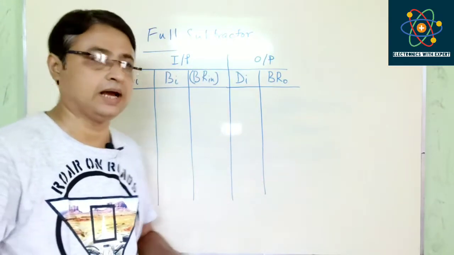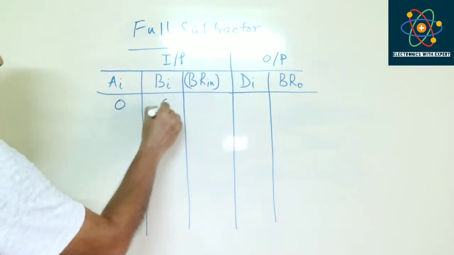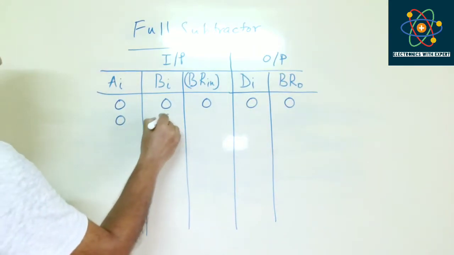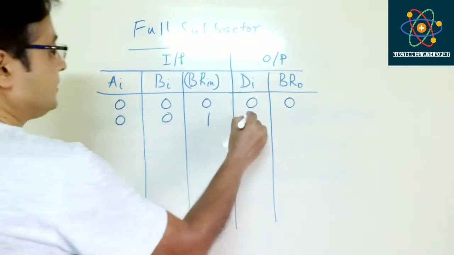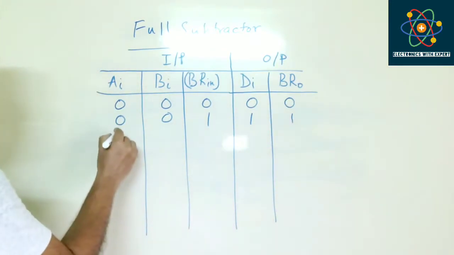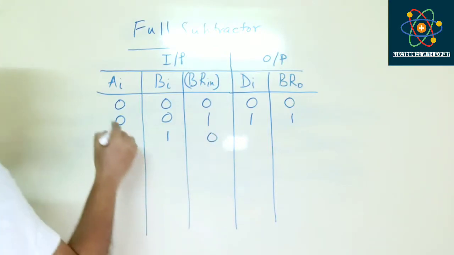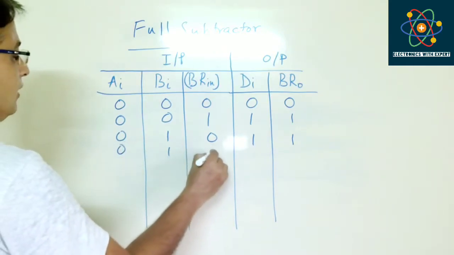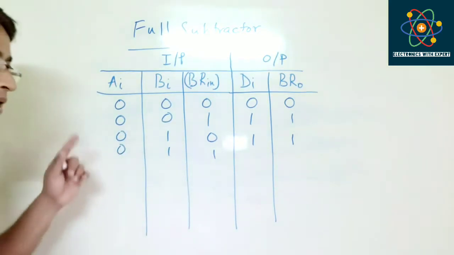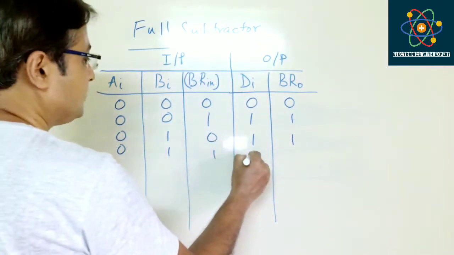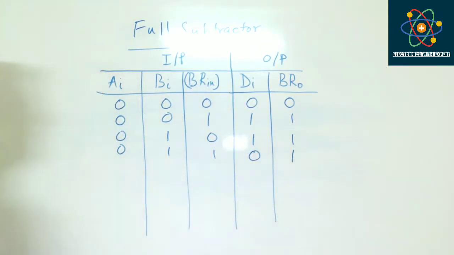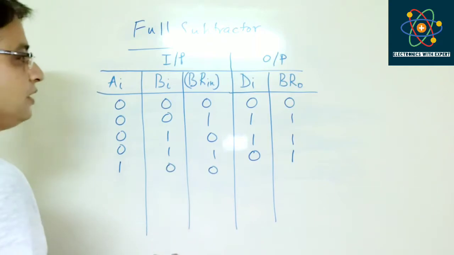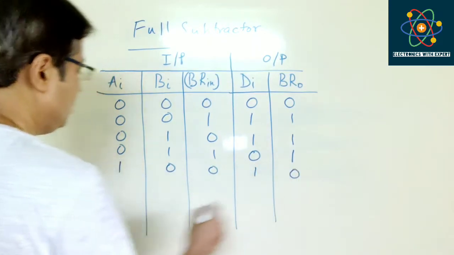Now the truth table looks like this: when A is 0, B is 0, borrow in 0, difference 0, borrow out 0. When A is 0, B is 0, borrow in 1, that means difference is 1, borrow out is 1. When 0, 1, 0, that is A 0, B 1, again difference 1, borrow out 1. 0, 1, 1, that is when 0 minus 1 becomes 1 and 1 minus 1 becomes 0, but there is a borrow, so borrow out will be 1. When 1, 0, 0, that means 1 minus 0, difference is 1, there will be no borrow.